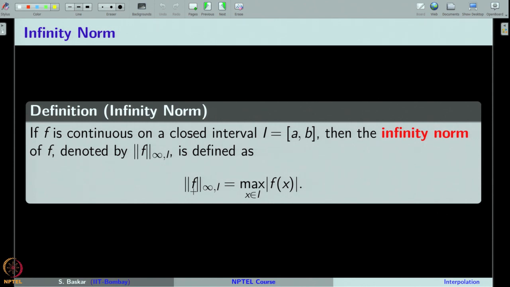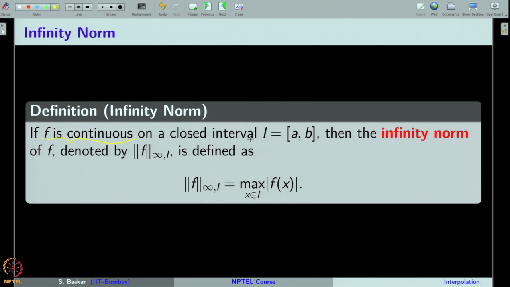For this, we need a notation called infinite norm. This is not something new to us. If you recall, in the matrix norms, we have come across such concept L infinity norm, right? The same idea is here also, but now we are applying this idea to define norm for a function. So, let us consider a continuous function on a closed interval AB. Why am I considering a continuous function? Because we know that a continuous function on a closed bounded interval is bounded and therefore, it attains its maximum in the interval.